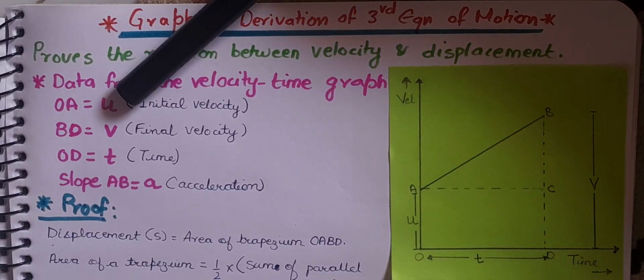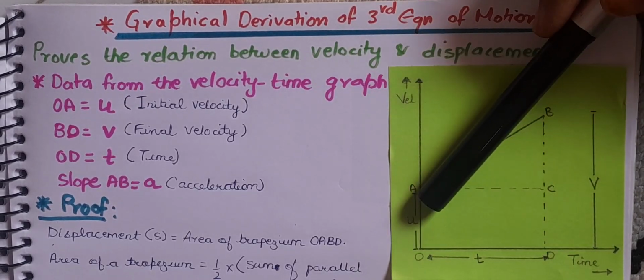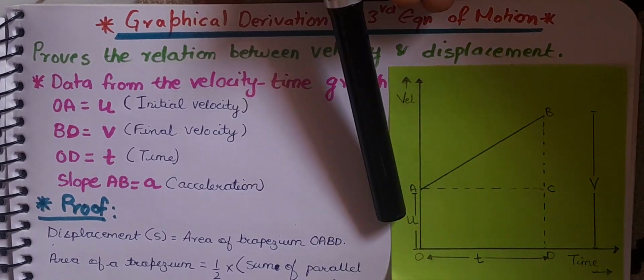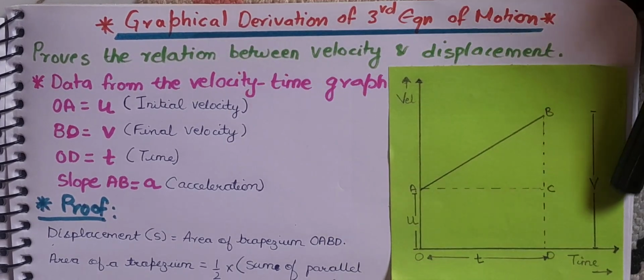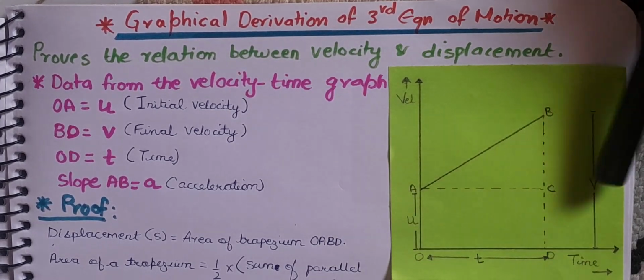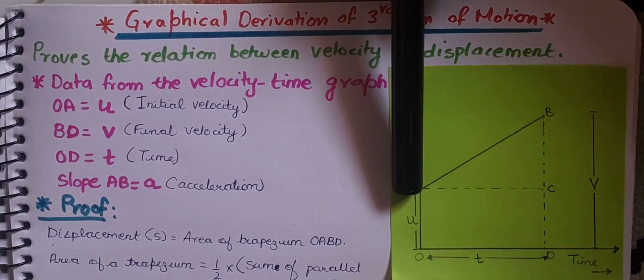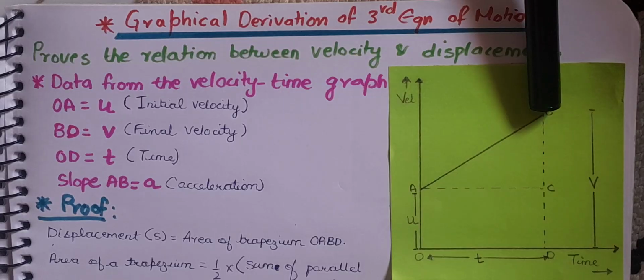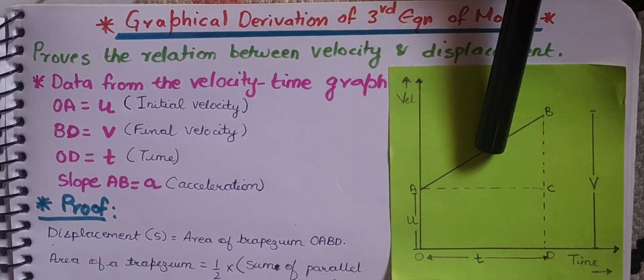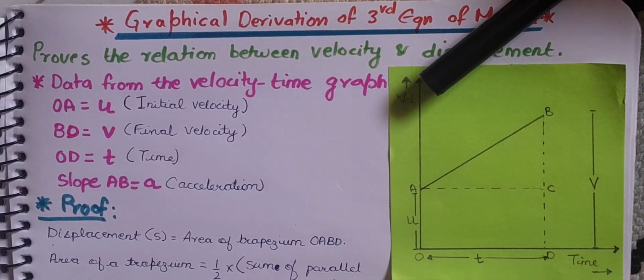OA is equal to u. The term OA stands for u, which is the initial velocity. BD stands for v, which is the final velocity. OD stands for t, which is the time duration. And the slope AB tells us how much is the acceleration of this particular object.